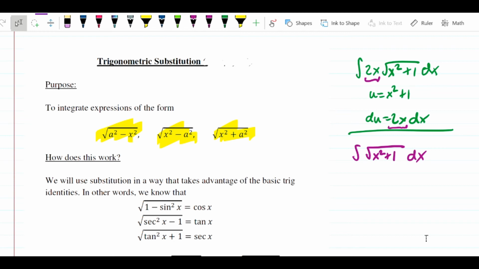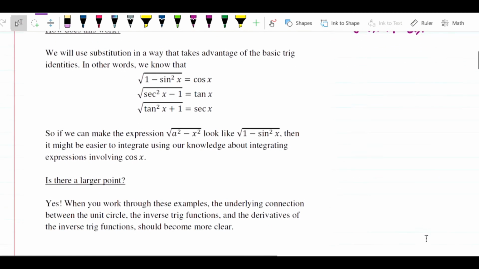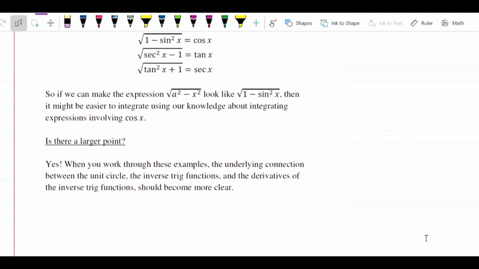In addition to actually seeing how to evaluate these integrals, one thing that I think is useful about this unit is that once you look at the way the trig substitution works, it becomes a little bit more clear why the antiderivatives of certain functions are the inverse trig functions, or conversely, why the inverse trig functions have certain derivatives. We know, for example, that the derivative of tan inverse x is 1 over 1 plus x squared. And I think that the connection between those two becomes a little bit more apparent.